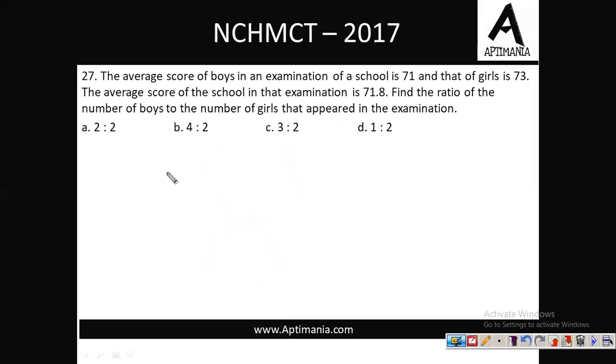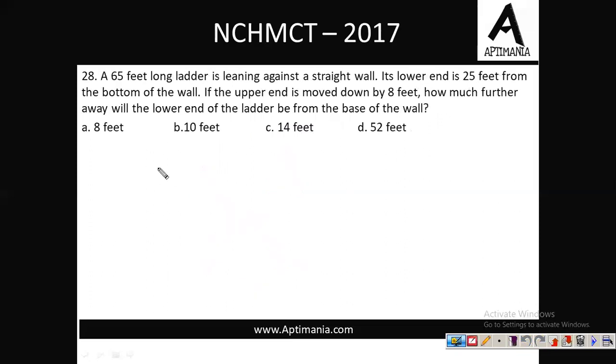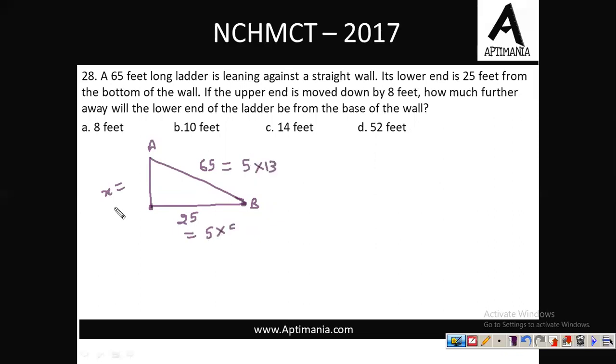Question number 28. A 65 feet long ladder is leaning against a straight wall. So this is the ladder, leaning against a straight wall, and the length of the ladder is 65. So this is 65. And its lower end is 25 feet from the bottom of the wall. So this is the lower end and this is the wall. So this distance is 25. Fine. So let us find out this distance first. See, there is another short trick for this. The 65 can be written as 5 into 13. This 25 can be written as 5 into 5. Now 5 is common.